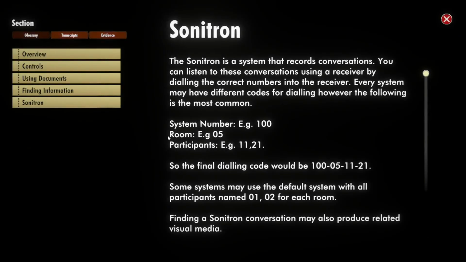Sonatron system is a system that records conversations. You can listen to these conversations using a receiver by dialing the correct numbers into the receiver. Every system may have different codes for dialing. However, the following is the most common. System number 100, room 5, participants 1121. So the final dialing code would be 10-5-11-21. Some systems may use the default system with all the participants named 1, 2 for each room. Finding a Sonatron conversation may produce related visual media.